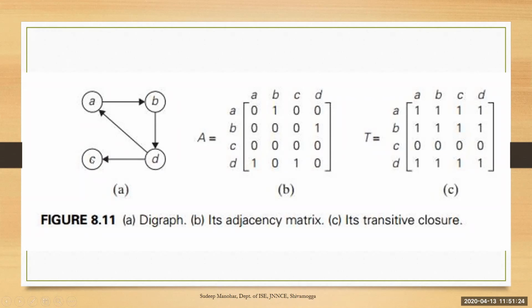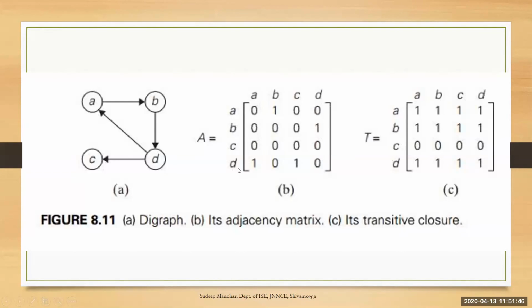Next, from C. From C, can you find any edge that emerges from C? There is no edge emerging from C. Therefore, it means that there cannot be any path that starts from C. Isn't it? From C to A, there is no path. C to B, there is no path. C to D, no path. And C to C also, no path. So, all values are zeros.